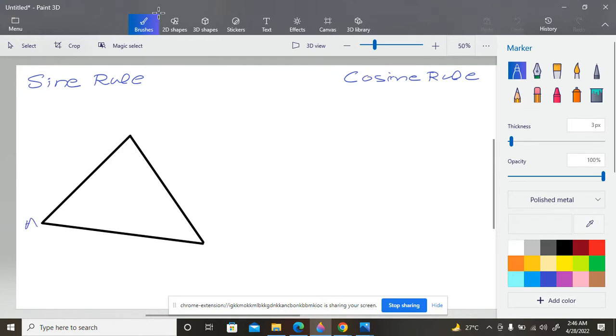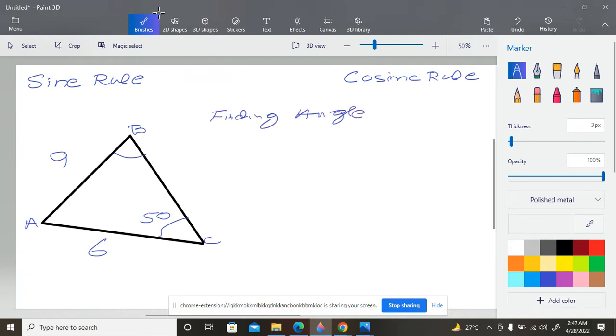For example, if this is triangle ABC, with sides a, b, c and three vertices. This triangle is not a right angle triangle, so I cannot use Pythagoras theorem. I cannot use sine theta, cos theta, tangent theta, but I can use the sine rule. Now, what is the sine rule? Sine rule is a ratio between sides and angles. Let's suppose this side is 9, this side is 6, and the angle opposite to this side is 50, and you need to find this angle, angle B.